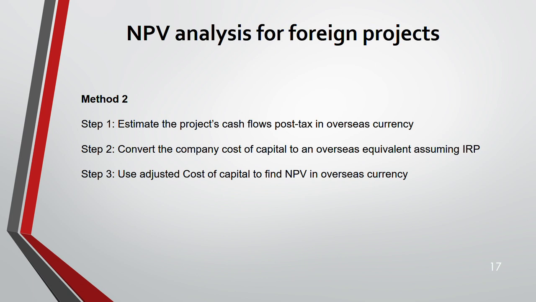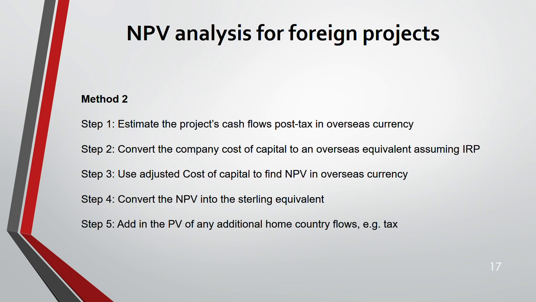Step three, using that cost of capital, you calculate the net present value in the foreign currency itself. Here you do not convert the net present value to home currency. Keep it in the overseas currency. Only the cost of capital you changed. After that, once you get the net present value in the overseas currency using that cost of capital, now convert it to sterling equivalent. That net present value only you will convert into sterling, that means your home country's local currency. After that, any present value of additional home country flows like tax and all, you add.